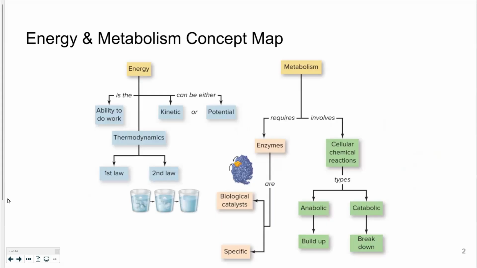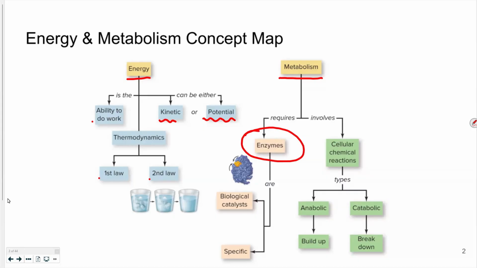Okay, so here's our concept map for the chapter. Energy, we're going to define it as the ability to do work. We can put it into these 2 categories of kinetic energy or potential energy, and we'll talk about the first and second laws of thermodynamics. When we take that energy and we put it in the context of metabolism, this is where we're going to discuss enzymes in far more detail.